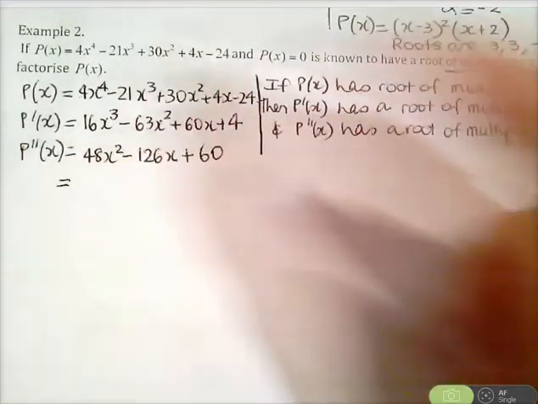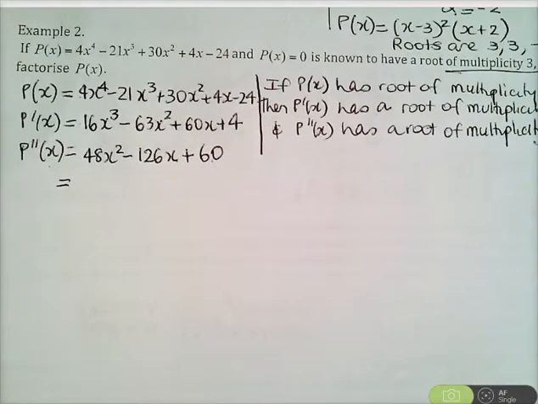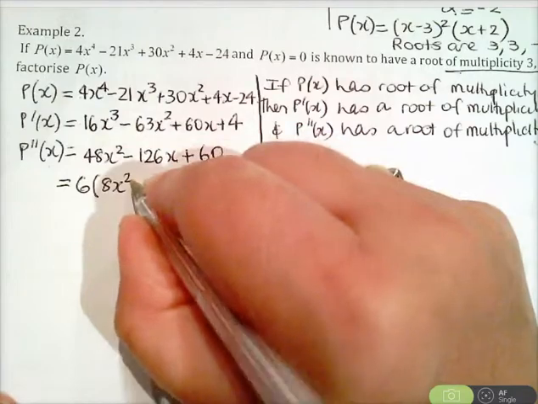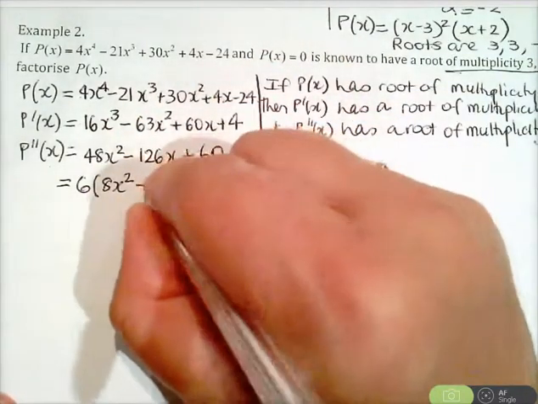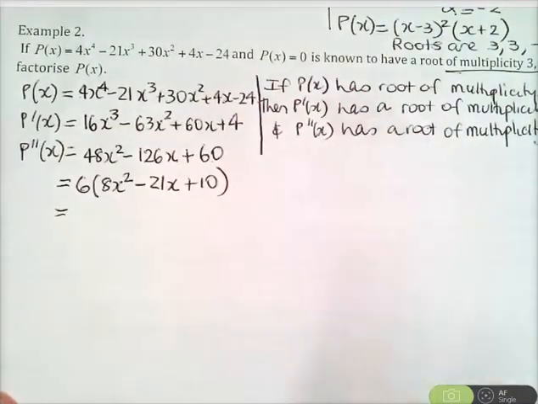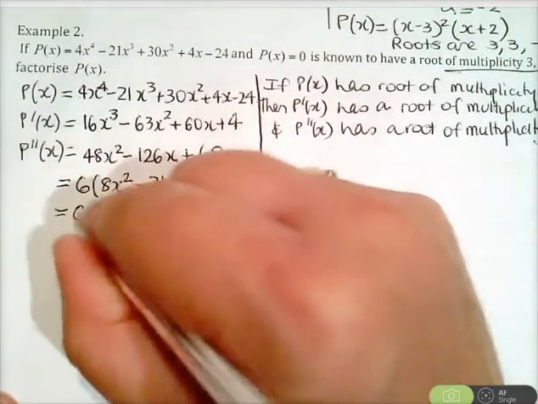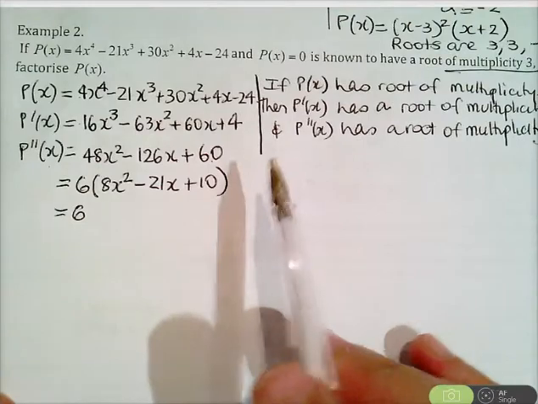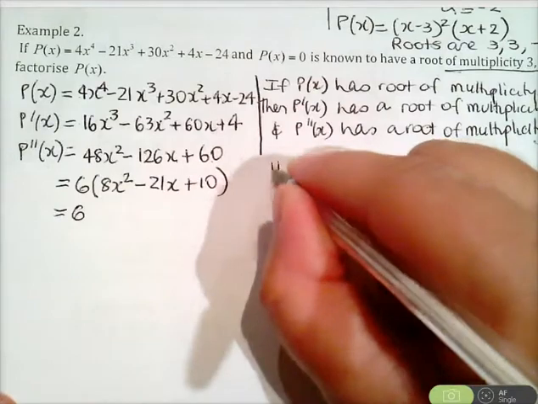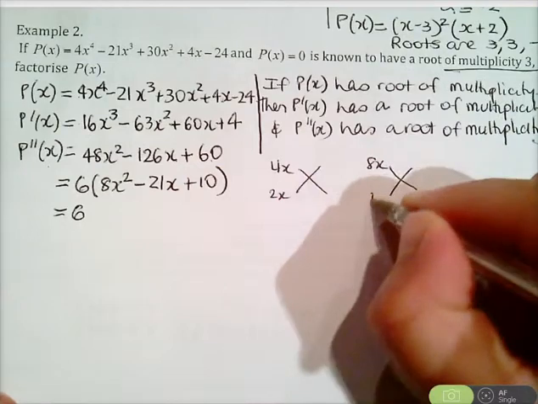Now, of course, this second derivative is going to be the one that's easier to factorize. So let's see what numbers go into 48, 126 and 60. Looks like 6 is a common factor of all of those. So pulling 6 out, 6 times 8x squared minus 21x plus 10. Now we can't pull out any constant again. So let's see if we can factorize. We're either going to have 4x and 2x, or it's going to be 8x and x.